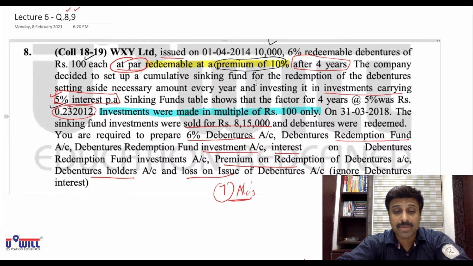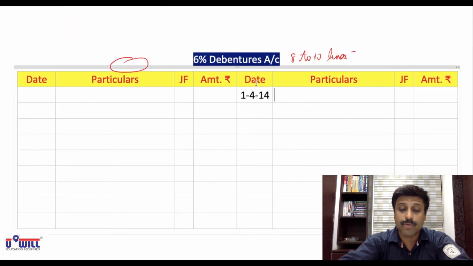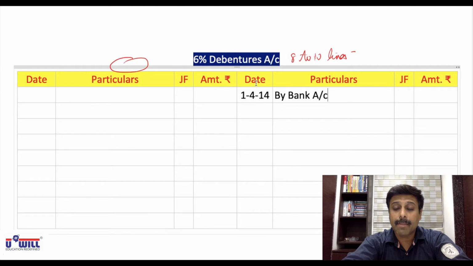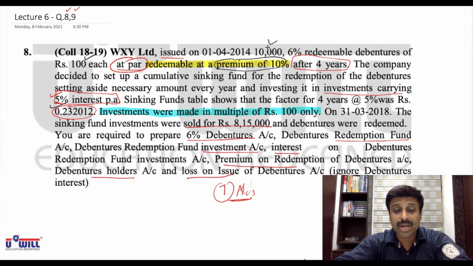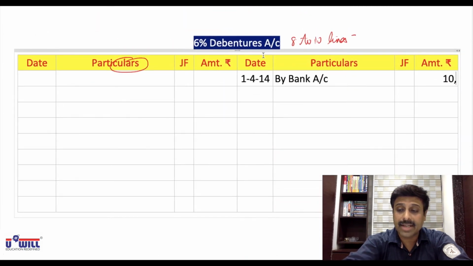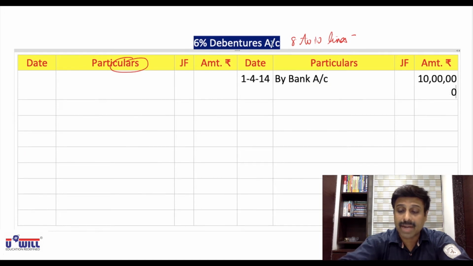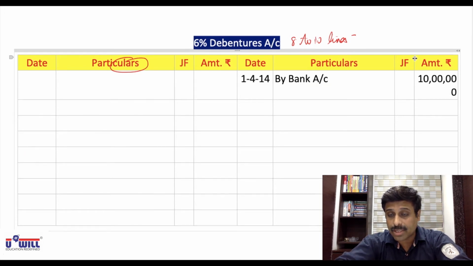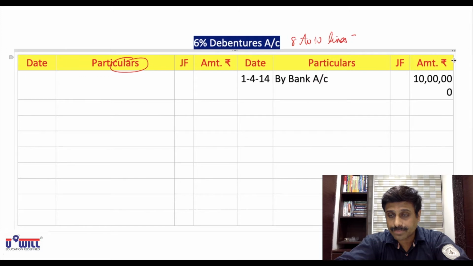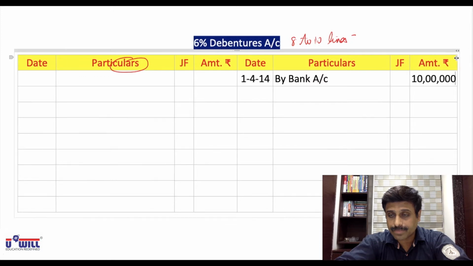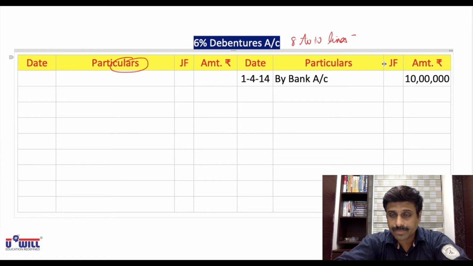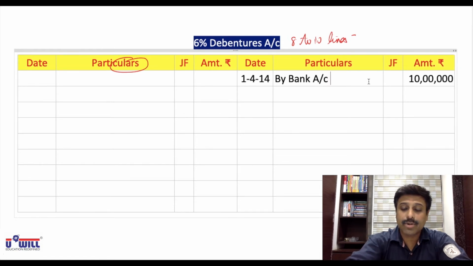What is the date of issue of debentures? 1/4/14. Opposite account by bank account. And they are issued at par. So 10,000 into 100, 10 lakhs. Okay, they are issued at par. So amount will be 10,000 into 100, that is 10 lakhs. Once again, how do you get this amount? 10,000 into 100.